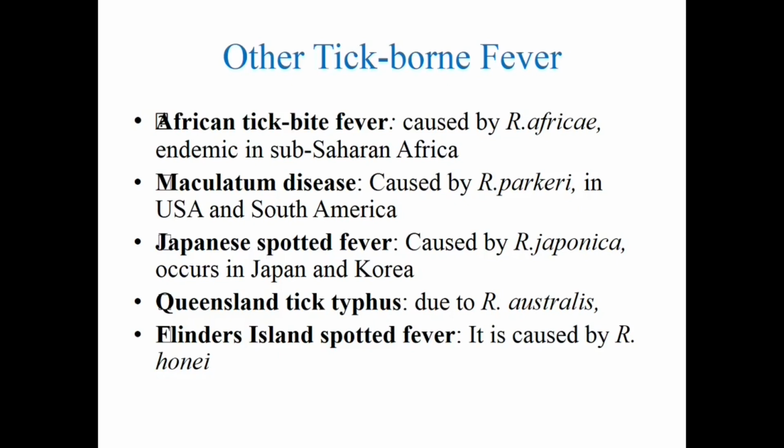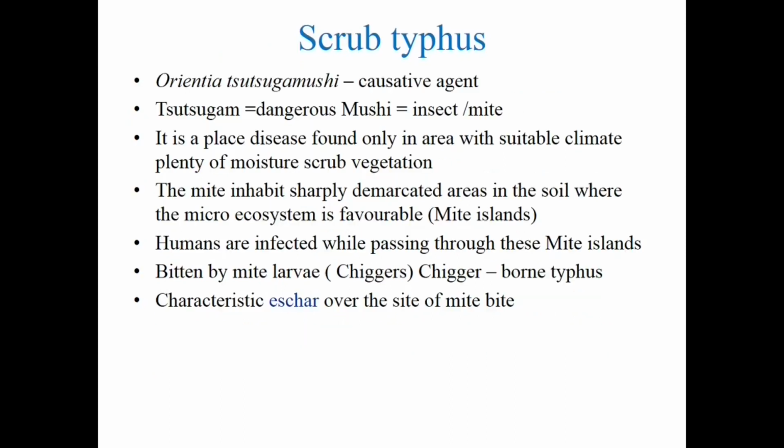Apart from Indian tick typhus, we have other tick typhus which are not very common in India, so we will not go into it. Then coming to scrub typhus, which belongs to the scrub typhus group, this is very important. Scrub typhus is caused by this organism called Orientia tsutsugamushi. The meaning of this is that tsutsuga is dangerous, mushi is an insect or mite.